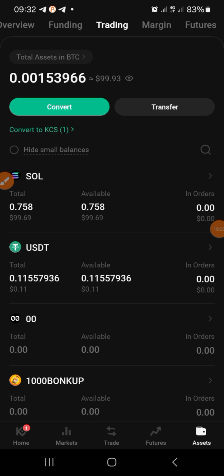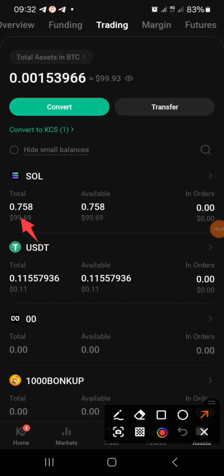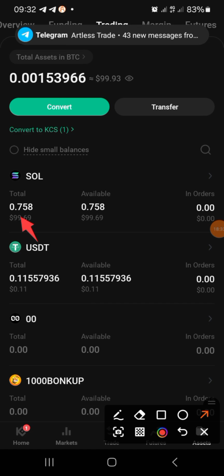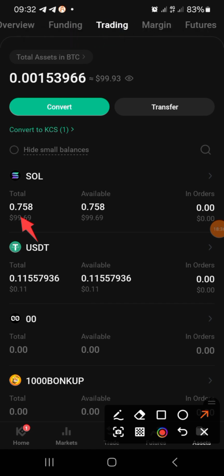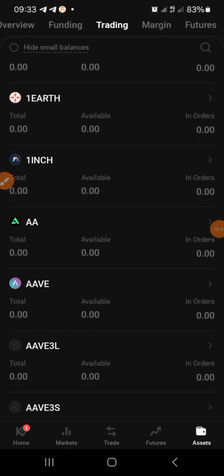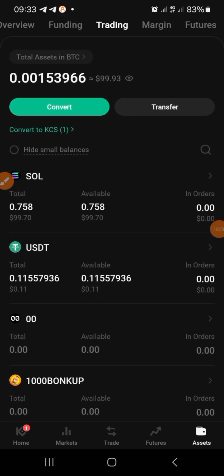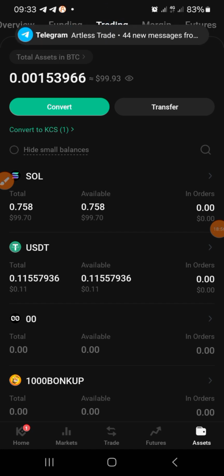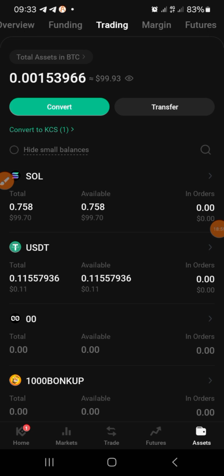You can see that I'm actually having Solana right here, and I'm having this quantity, 0.758 Solana, which is what, 99.69 as of now. So I'm holding Solana right now as one of my assets. This is where you can see other assets you're probably holding also. That is where you see it, and then you see your balance up here, and that is it for the spot trading.